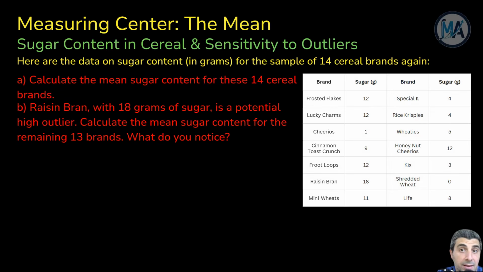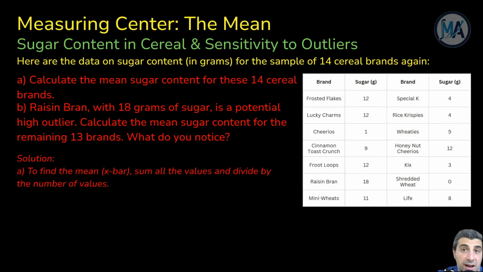Now let's calculate the mean, or x bar. To find the mean, you add up all the values and divide by the total count, which in this case, again, is 14. So if you add all 14 brands, that's 109 grams. Dividing 109 by 14 is going to give you 7.79 grams of sugar.